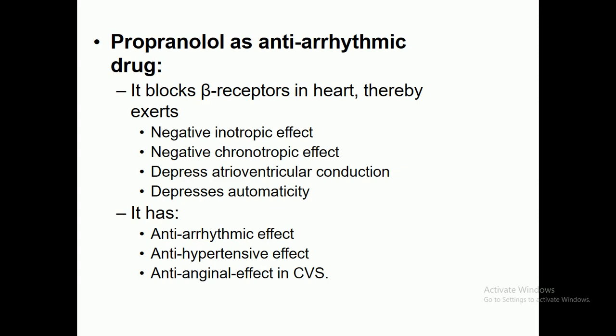Propranolol is an anti-arrhythmic drug. As we know, this drug blocks the beta receptor in the heart, thereby exerting a negative inotropic effect and a negative chronotropic effect, and depressing atrioventricular conduction and automaticity. I have already explained beta blockers, what beta 1 adrenoceptors are, and that beta 1 is the most dominant receptor present in the heart. The inotropic and chronotropic effects mean force of contraction and rate.